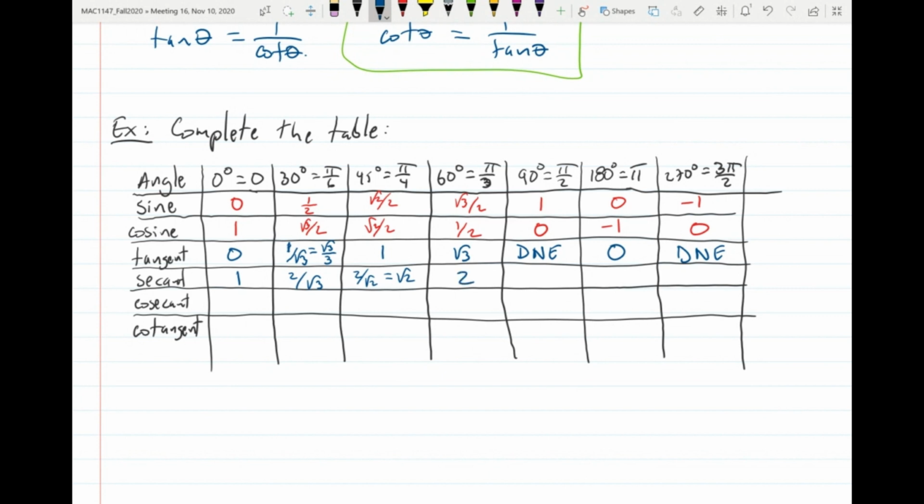You flip 0, it does not exist. 1 divided by 0, so secant does not exist here. You flip -1, get -1, and then you flip 0, it does not exist.